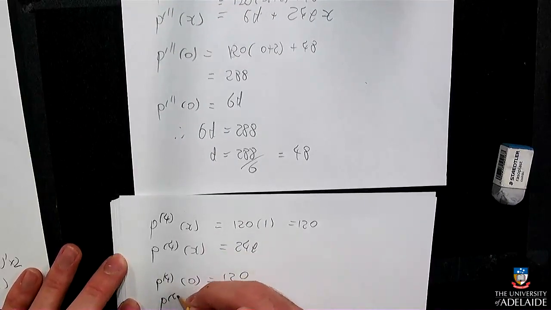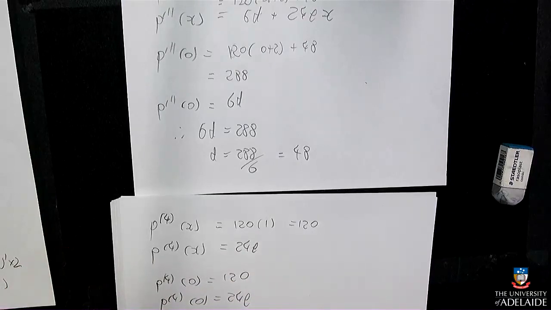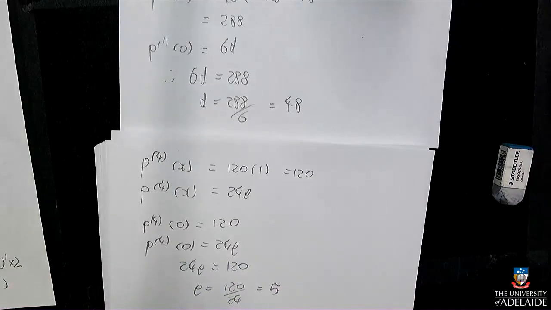120. So 24e is 120, and so e will be 120 divided by 24, which would be 5. Let me just check that. Dividing by 24 would be the same as dividing by 12, which would be 10, and dividing by 2. Oh, yeah, okay, cool, it works. And it was supposed to be 5, so the world is making sense.